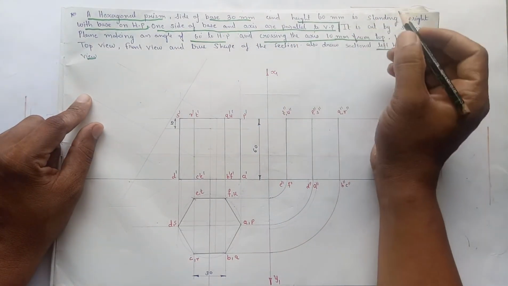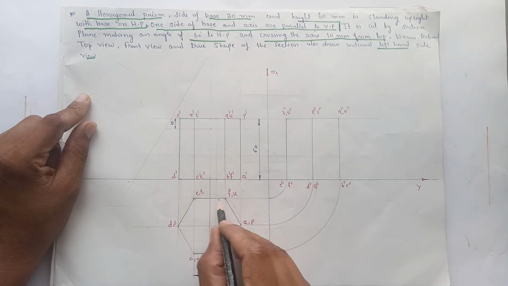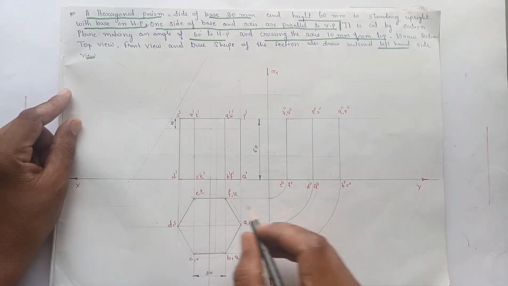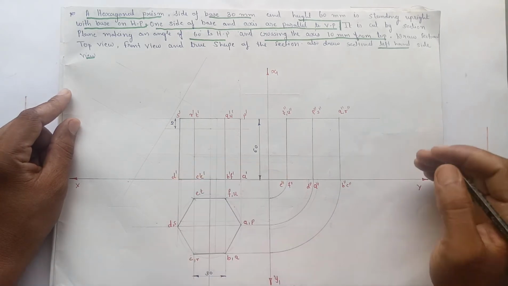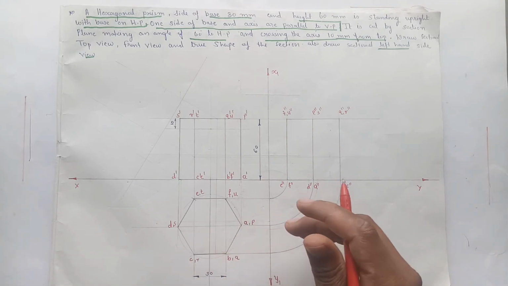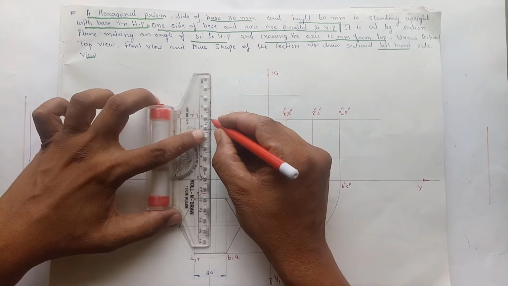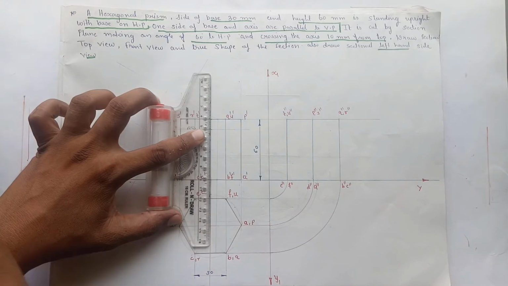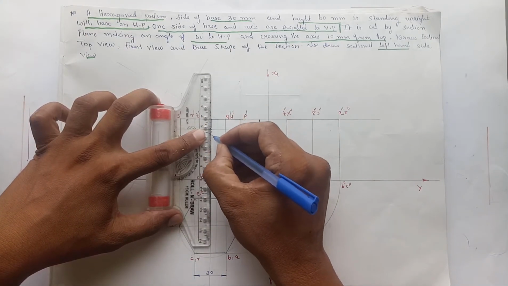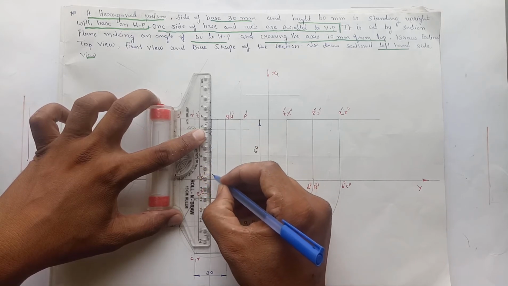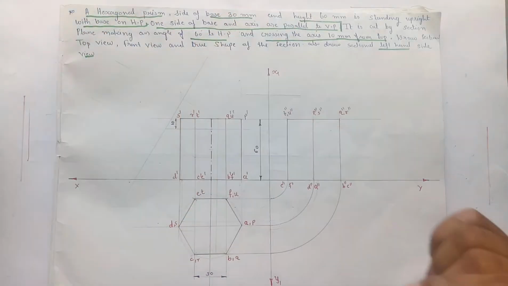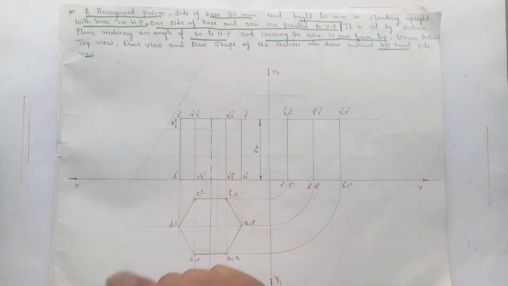So let us complete this front view and top view. We have to take one of the sides parallel to the XY line in the drawing, because if we take one side parallel to the XY line, it will be parallel to the vertical plane, and axis will be perpendicular to HP and parallel to VP. So these are the axes which are perpendicular to XY line, that is perpendicular to HP and parallel to VP. So first of all, complete the top view of the prism.